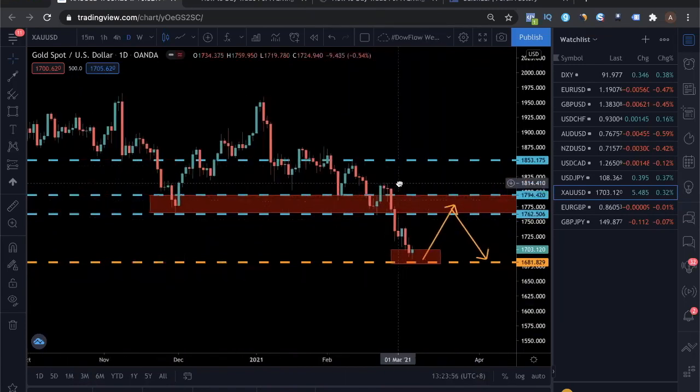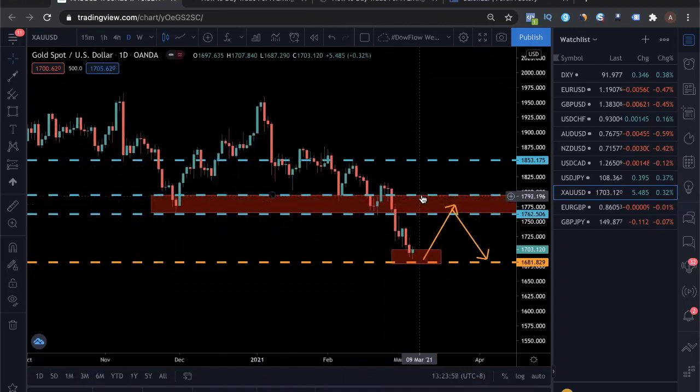Okay, do not skip this gold trade. But ideally I would prefer for gold to retrace up here and then look for a sell back down here. Do not chase the market.